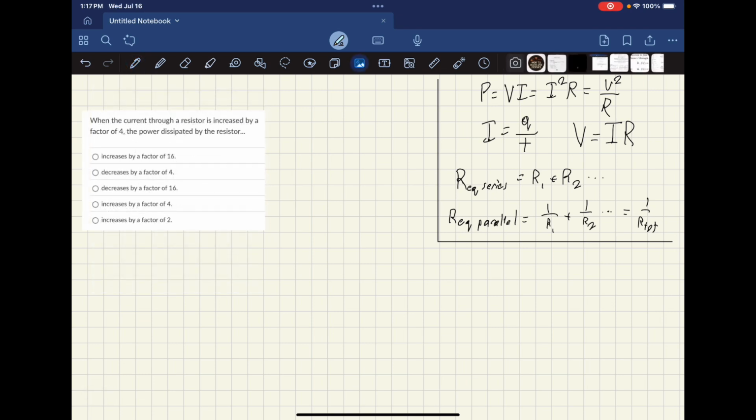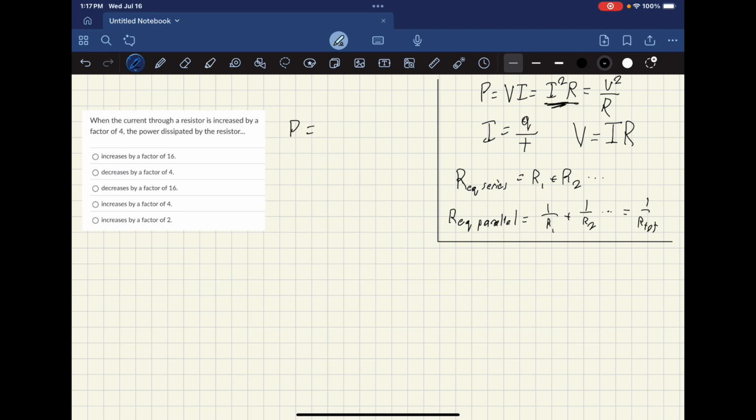This next question asks us, when the current through a resistor is increased by a factor of 4, the power dissipated by the resistor does what? And it gives us some options. Again, I've written the equations we're going to use up in the top right here. The one with power that has to do with resistance and current is this equation right here.